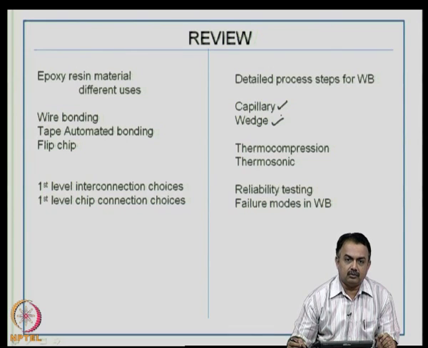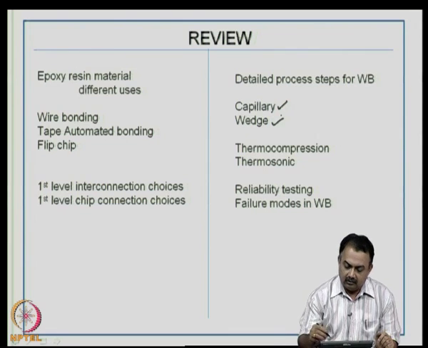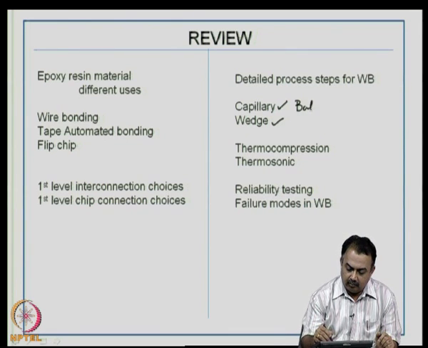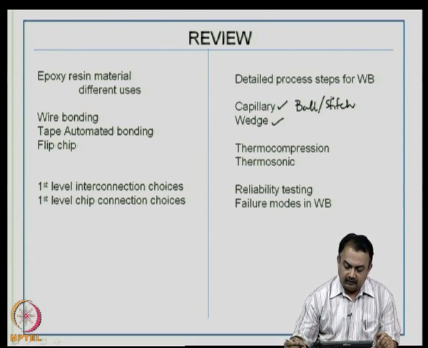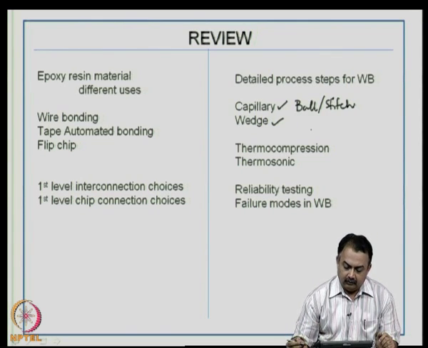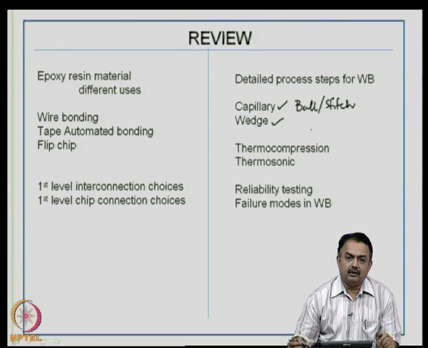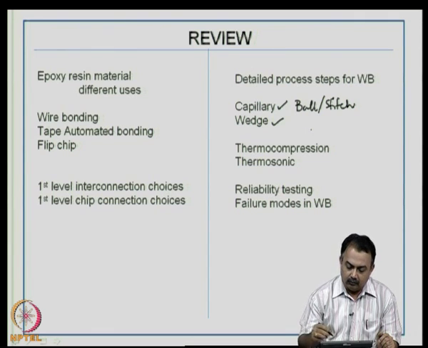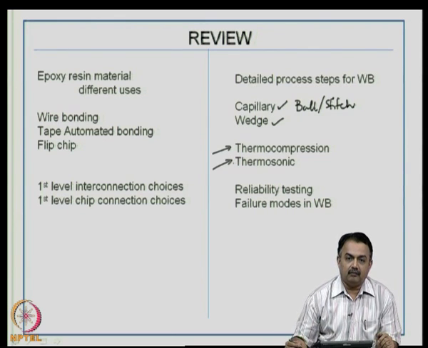So, basically two tools are used. One is a capillary, and that creates, as you would recollect, a ball bond and a stitch bond on the other side of the ball bond. Then the wedge tool creates a wedge bond. Two methods of creating wire bonding, or two types of equipment that are available for wire bonding, would be thermocompression wire bonding and thermosonic wire bonding.